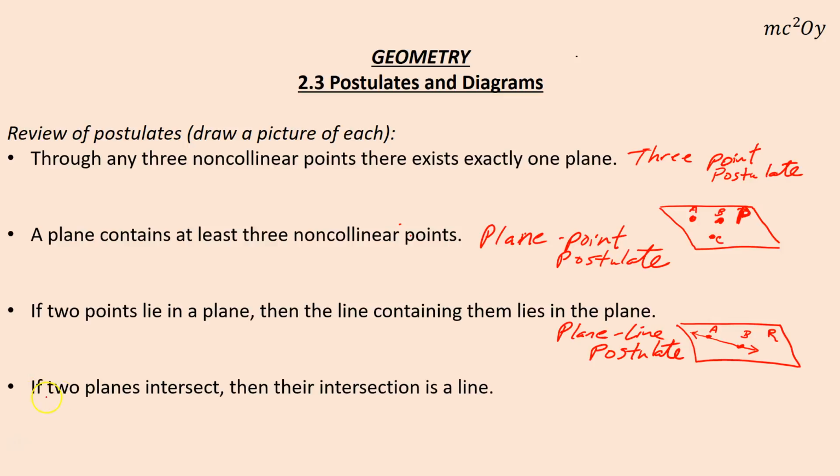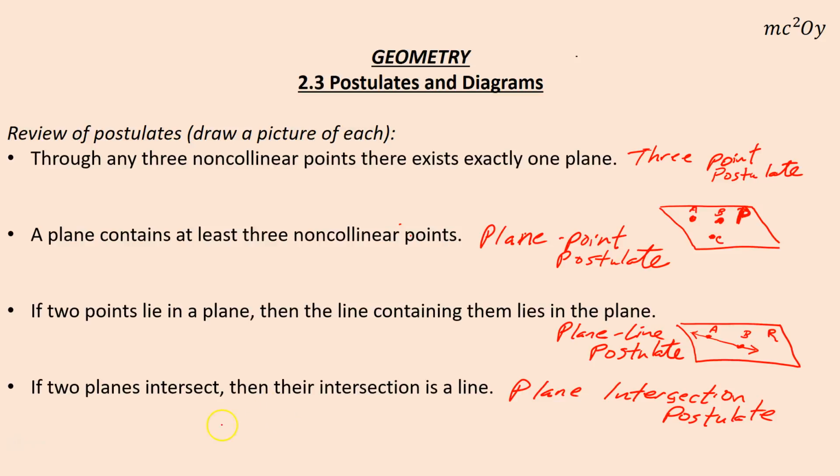The last one, if two planes intersect, then their intersection is a line. This is called the plane intersection postulate. Okay, and so really, if you think like the corner of a room, wherever you're sitting, if you look where the two walls come together, that's really what we're talking about here.